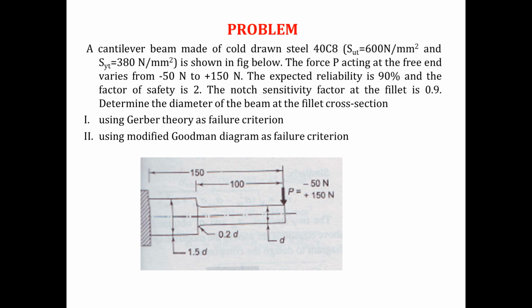And we also know that fatigue failure will only take place when you take alternating stress into account, because mean stress will not give rise to fatigue failure. If your stress deviates above and below the mean line, then only you will get the fatigue failure, and that deviation is nothing but your alternating stress.